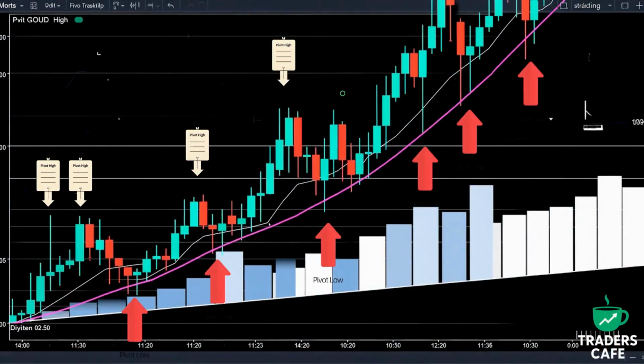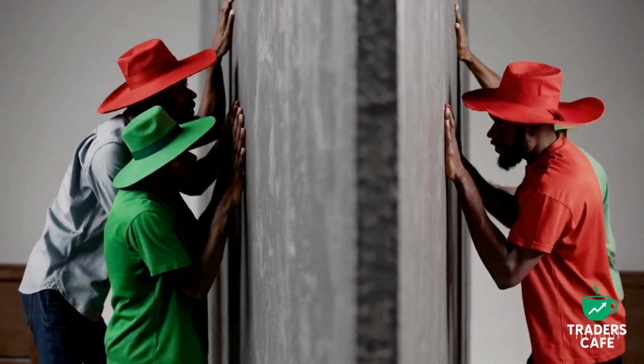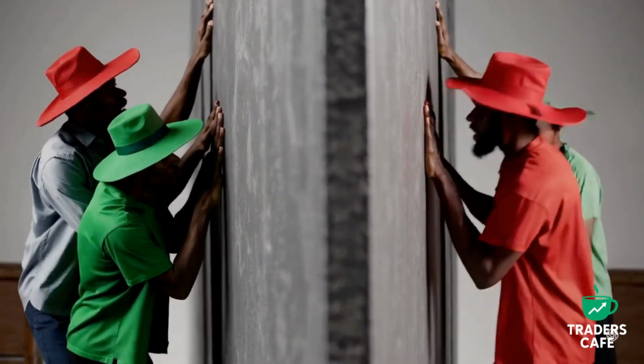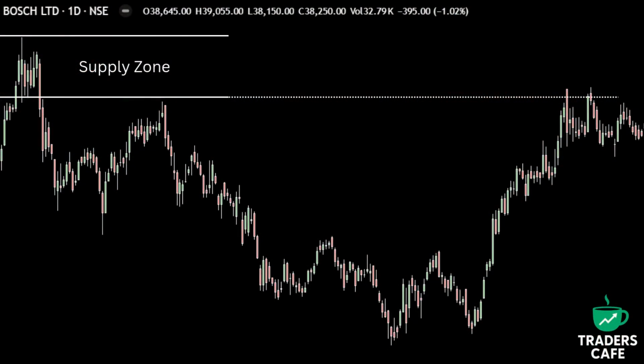Why do breakouts work? They signal a shift in supply and demand. When buyers overwhelm sellers at resistance, price surges. Conversely, sellers dumping at support can trigger sharp declines. We trade these shifts to ride new trends.